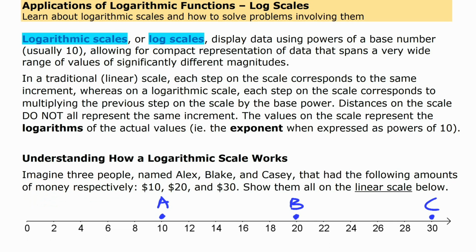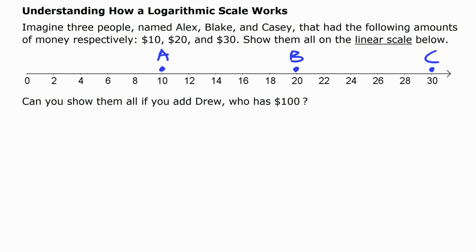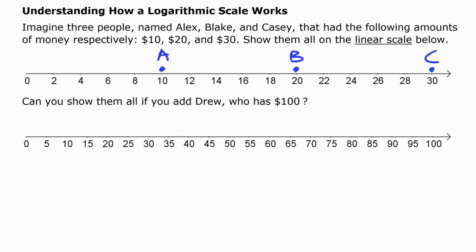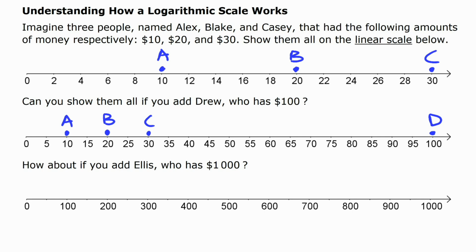What happens if we add someone else here? If we add a fourth person named Drew, who has $100, well, we certainly can't represent them on that scale. But if we create another one here where it goes up high enough, then of course Drew is right there at 100, and we can still represent these other three, Alex, Blake, and Casey, on there. All right? What if we add a fifth person named Ellis who has $1,000? Well, we need a new scale here that goes up high enough, so it's going to look like that, 1,000 up there where Ellis is.